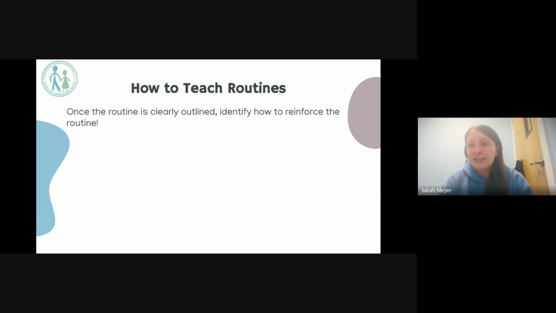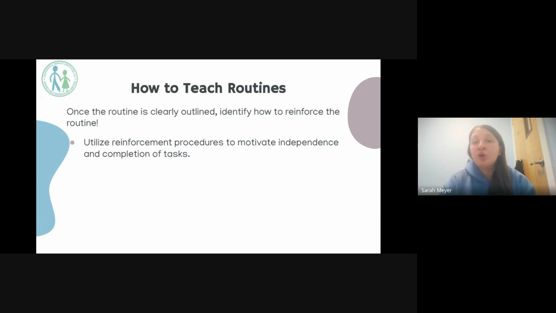So once the routine is clearly outlined, you're going to identify how to reinforce that routine. So we have to remember, a big thing that I hear from a lot of people is that, I shouldn't have to give my child something for something that's expected of them. With a lot of our younger kids, our kids with disabilities, our kids who are still learning to foster their own independence, they really have to develop that ability to be motivated to do something.